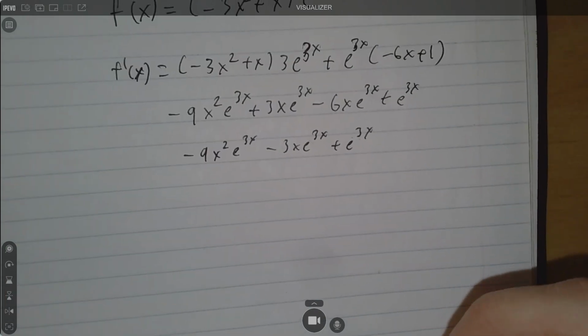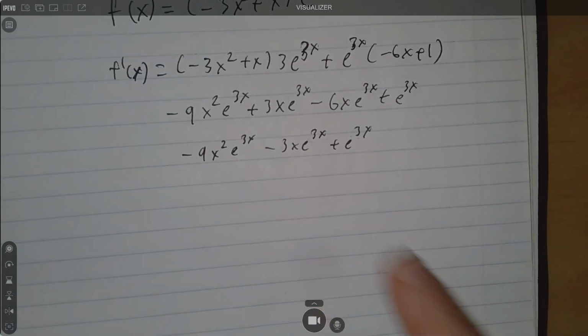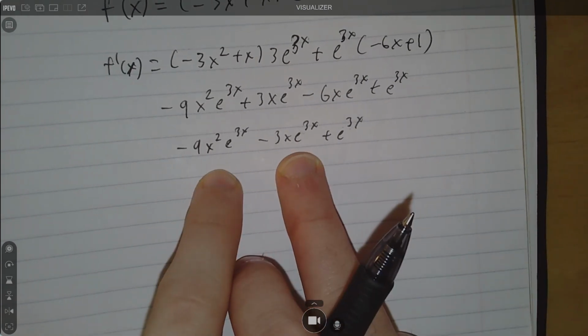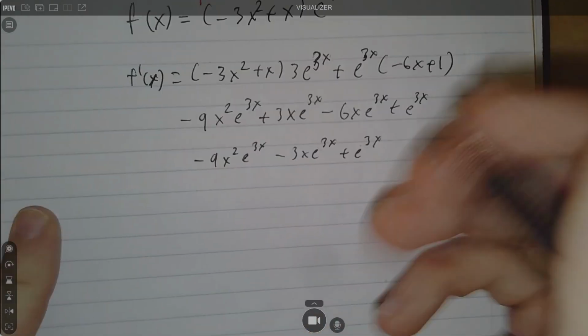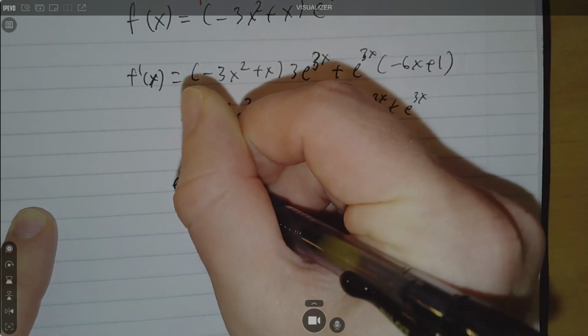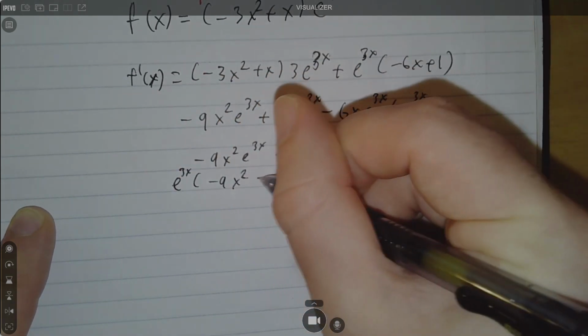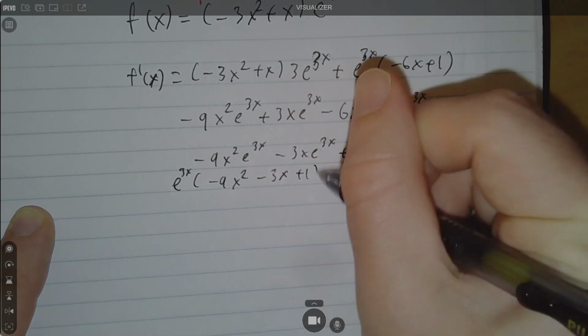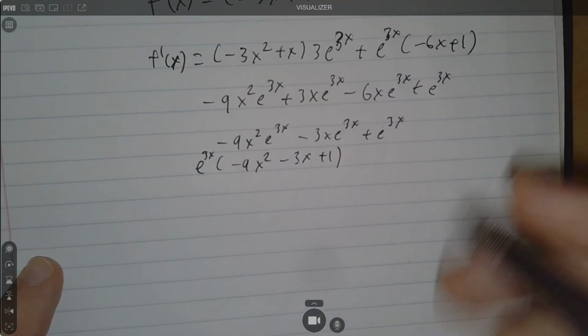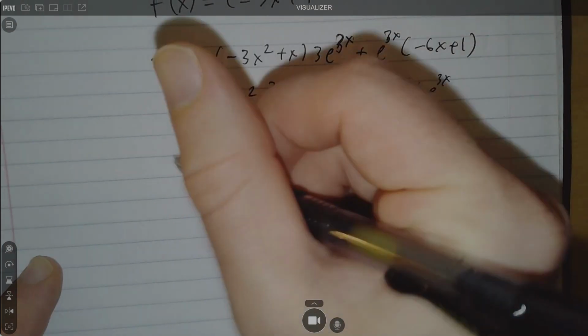Then, as it stands, I'm going to have to do two separate product rules right here. I would rather not. So I'm going to factor out the e to the 3x out of it and write it like this. Okay, there we go, a little bit nicer. Now it's just one product rule I have to do. I just factored out the e to the 3x.